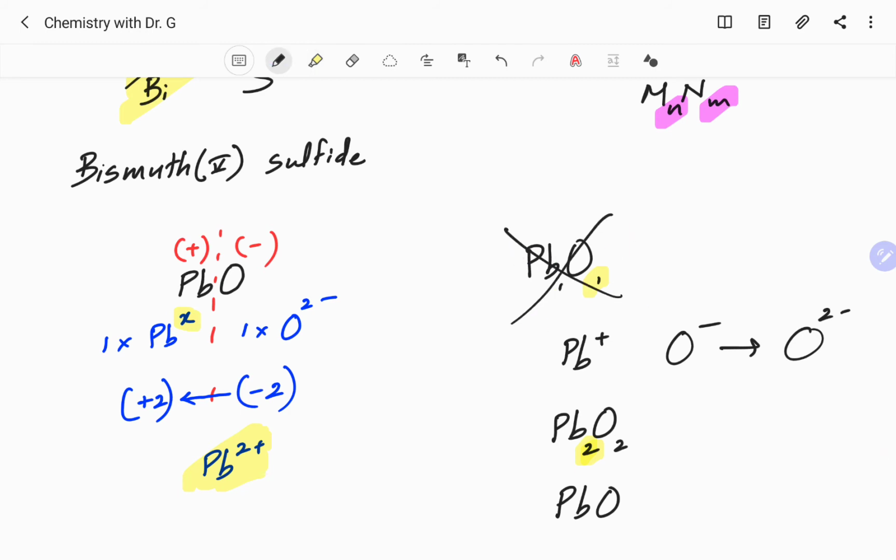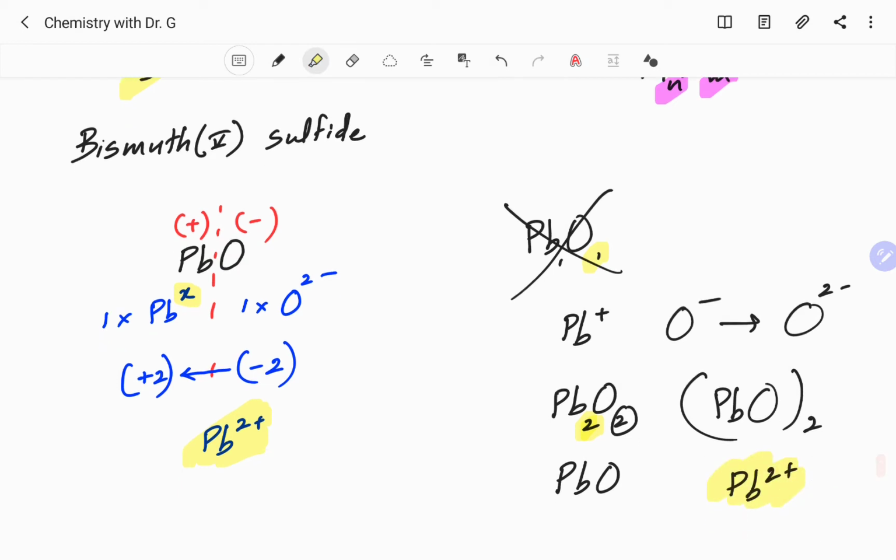Instead, you have to get a 2 next to Pb. Why? Because that is the charge of the oxide. So to do that, you have to multiply the whole thing by 2, right? So when you do that, oxygen also gets a 2, and that will be the charge of lead, Pb2 plus. All right, so this is tricky. If you are planning on using the de-swapping method, it could be tricky.